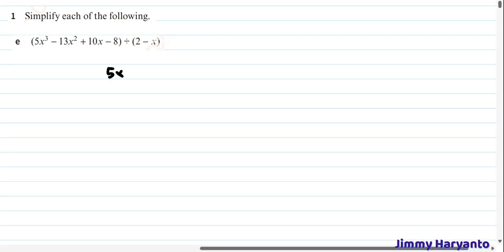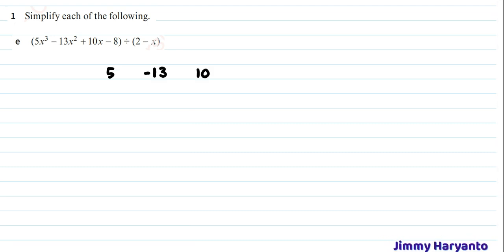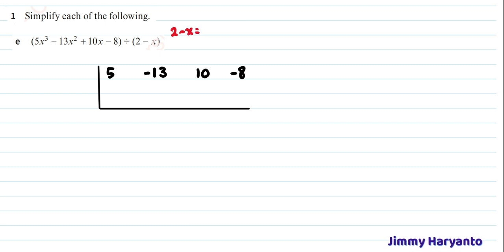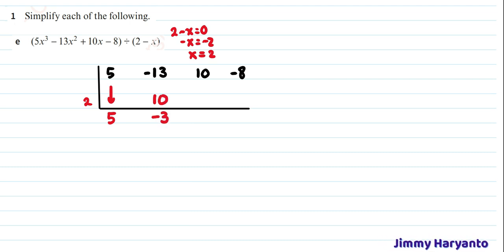And then next is 1E. For 1E, we have 5x to the power of 3. Oh, my bad. 5, negative 13, and then 10, and then negative 8, and then divided by 2 minus x equals 0. That means negative x equals negative 2, x equals 2. So 2 will be right there. And then this one is 5. 5 times 2 equals 10. And then this one is negative 3. Negative 3 times 2 equals negative 6. This one is 4. 4 times 2 equals 8. The addition of negative 8 plus 8 equals 0.